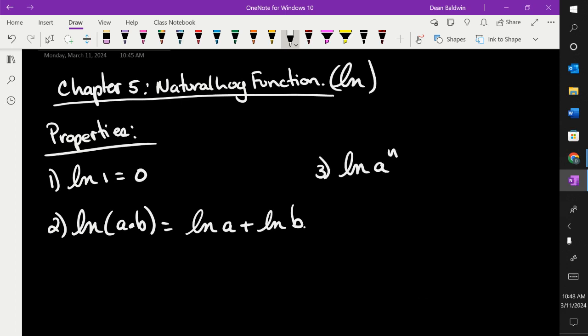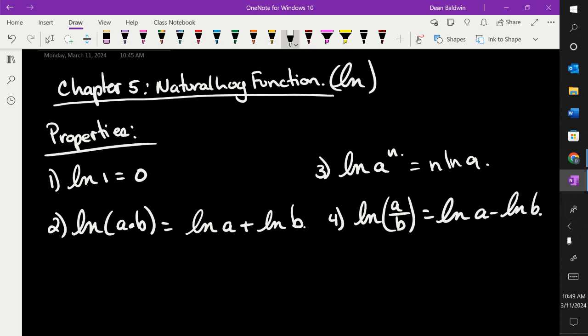If you are logging a number that is raised to an exponent, what can you do with that exponent? You can drop it down in front. N natural log of A. Okay, and that rule we will use a lot because it makes our life easier. And if you are dividing the arguments, what are you doing? Subtracting. Natural log of A minus natural log of B.